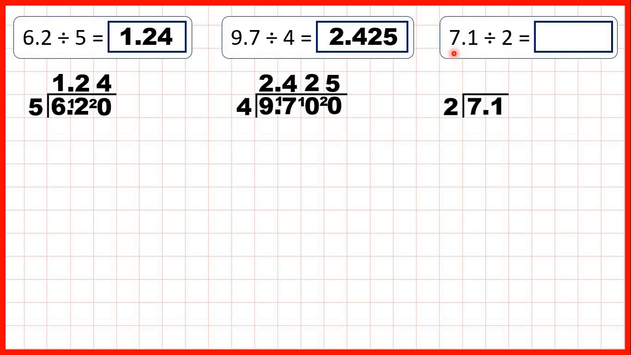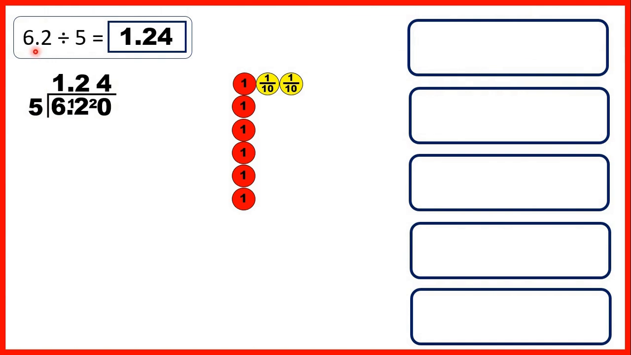Finally, we have 7.1 divided by 2. We copy up our decimal point. 7 divided by 2 is 3 remainder 1. 11 divided by 2 is 5 remainder 1, so we extend with a 0 so that we have a digit to write our remainder in front of. Now 10 divided by 2 is 5, so our answer is 3.55. Now let's have a look at this first question again.